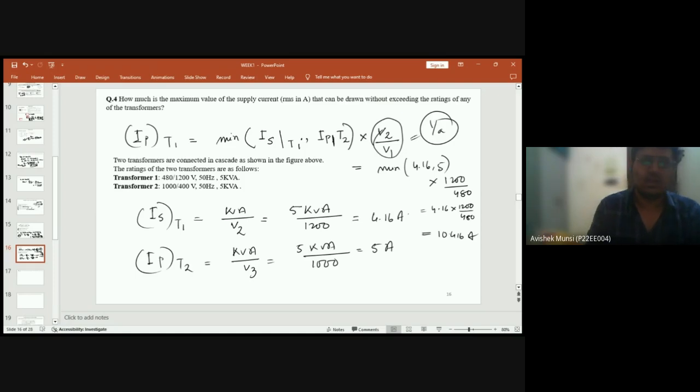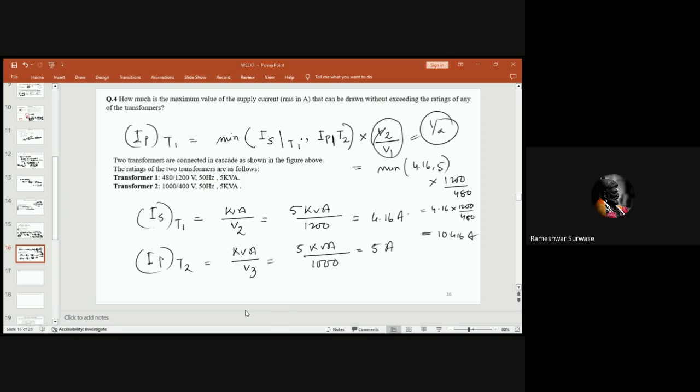In the first slide of the transformer, I asked this question. Is it clear? Sir, in the formula slide, there is a wrong formula, sir. Okay, then it is wrong.